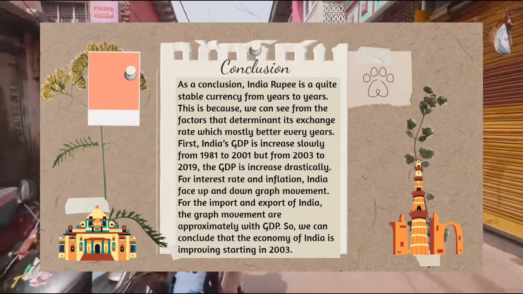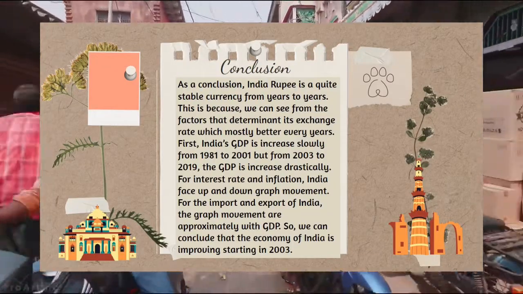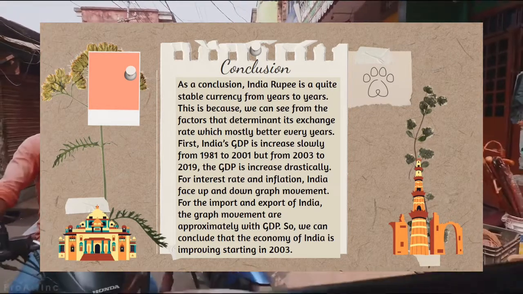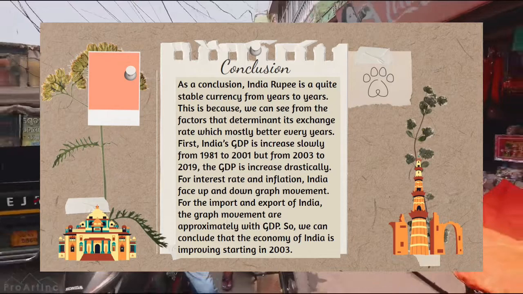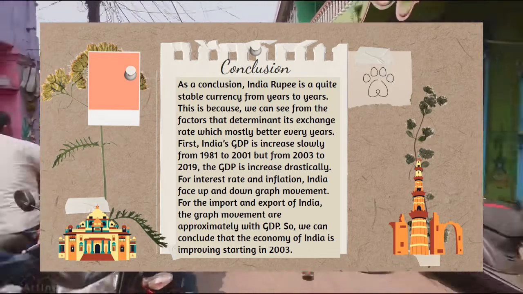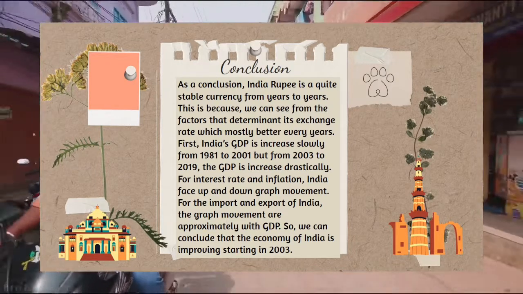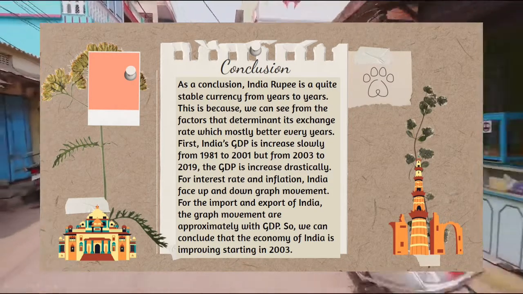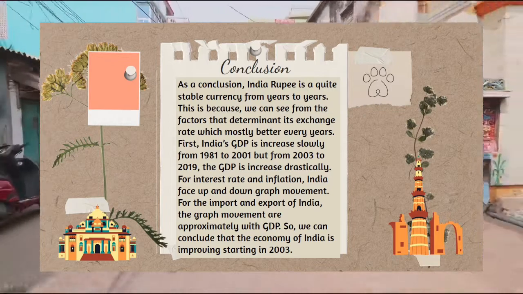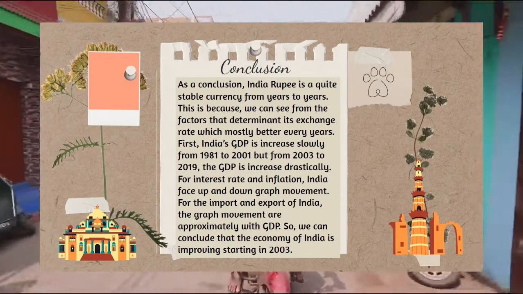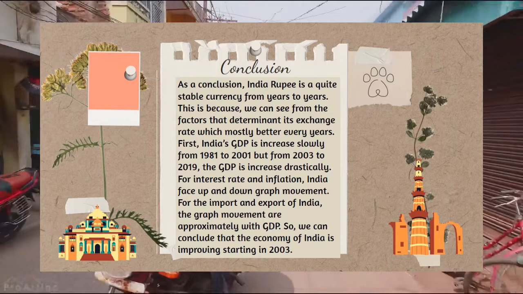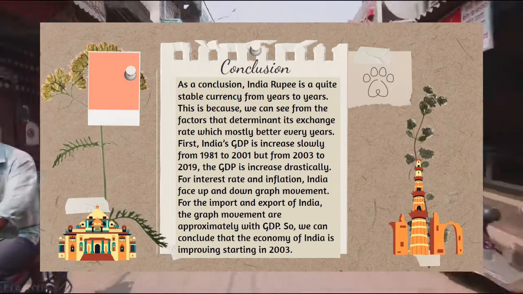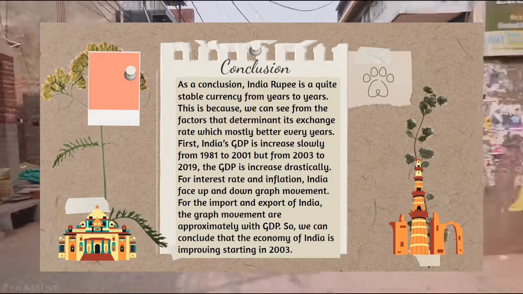As a conclusion, the Indian rupee is a quite stable currency from year to year. This is because we can see from the factors that determine its exchange rate, which mostly get better every year. First, India's GDP increased slowly from 1981 to 2001, but from 2003 to 2019, the GDP increased drastically. For interest rate and inflation, India faces an up and down graph movement. For the import and export of India, the graph movement is approximately with GDP. So, we can conclude that the economy of India is improving starting in 2003.